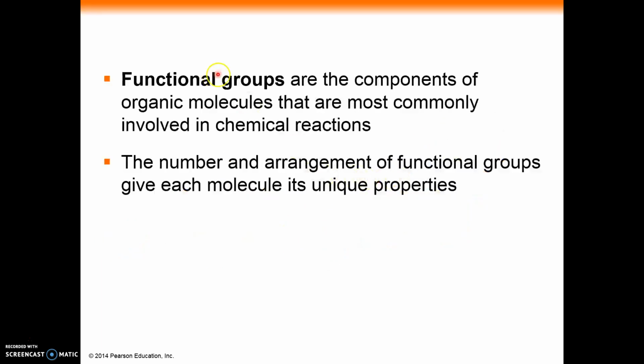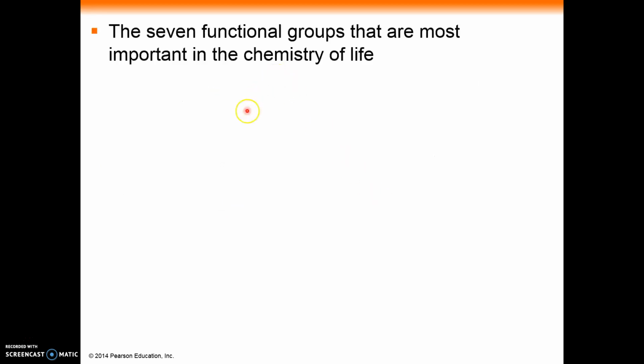So these groups we refer to as functional groups. And we call them functional because it's mostly them that are involved in chemical reactions or weak or strong bonding. So the number and arrangement of these functional groups give each molecule its unique properties. There are 7 of them that you need to know. Okay, so 7 functional groups. Learn these, make flashcards, whatever you need to do, know these groups.